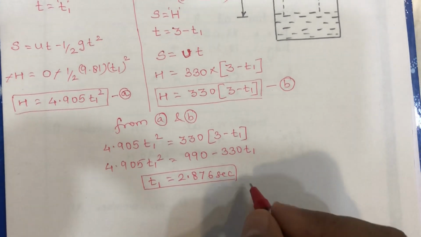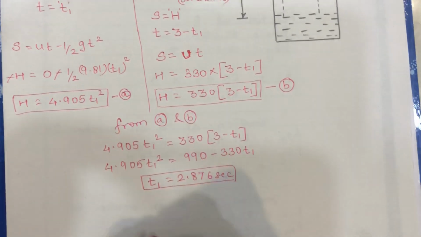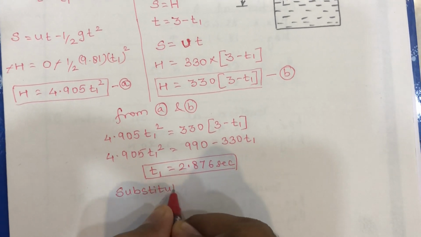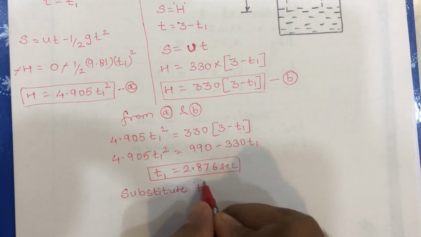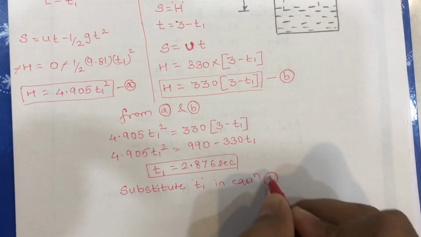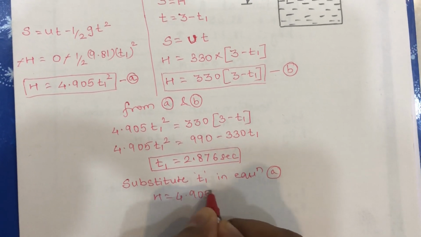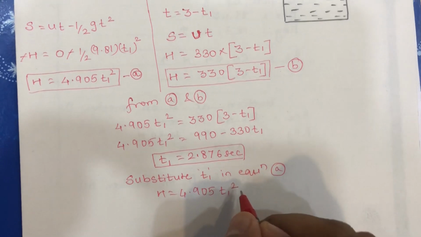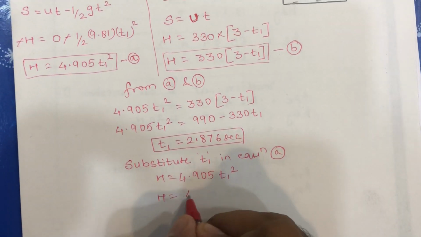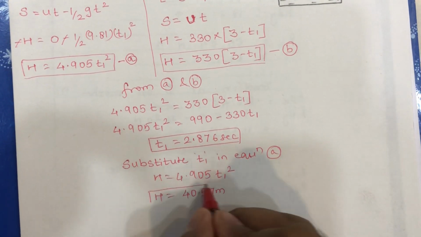At the same time, if I want to find h, I can substitute in equation A or equation B, and you can find the value of h. So let's take A. h equals 4.905 t1 square. We substitute the t1 value in this, and then we get 40.57 meter.